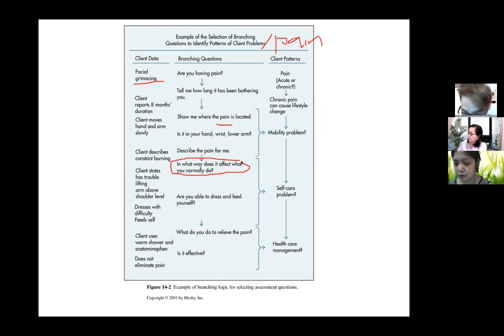Are you able to dress and feed? What do you do to relieve the pain and is it effective? Okay? Bakit mo tinanong to? Kasi baka naman meron siyang ginagawang mga activity. Let's say for example, umiinom ba siya ng gamot? Okay? Or kung meron ba siyang ginagawa, let's say for example, warm compress. Okay? Para malaman mo kung gagawin mo pa rin yun for the succeeding intervention mo. Okay? So just imagine, ang kinukuha niya nitong data ay pain. Pero ang dami niyang tinanong.